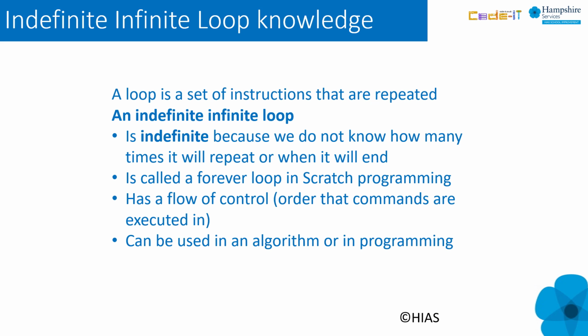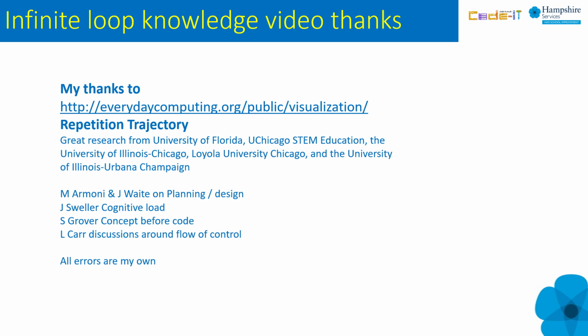Let us sum up our knowledge about infinite loops. An infinite loop is indefinite because we do not know how many times it will repeat or when it will end. It's called a forever loop in Scratch programming. Has a flow of control, the order the commands are executed in. Can be used in an algorithm or in programming.